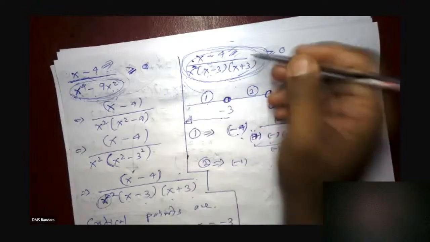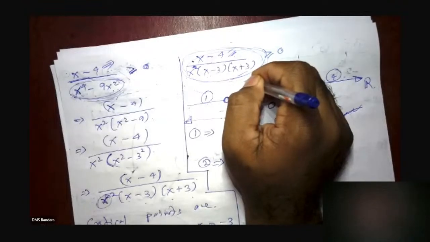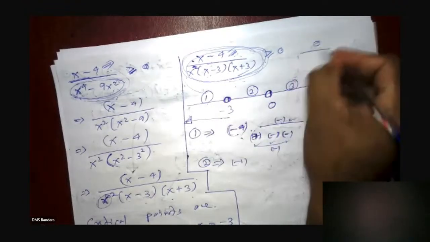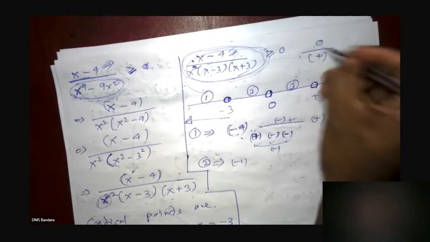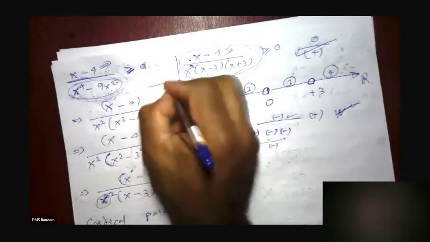When we substitute x equal 4, there's no effect on this inequality, right? The 0 or something. The main thing is the denominator cannot be 0.